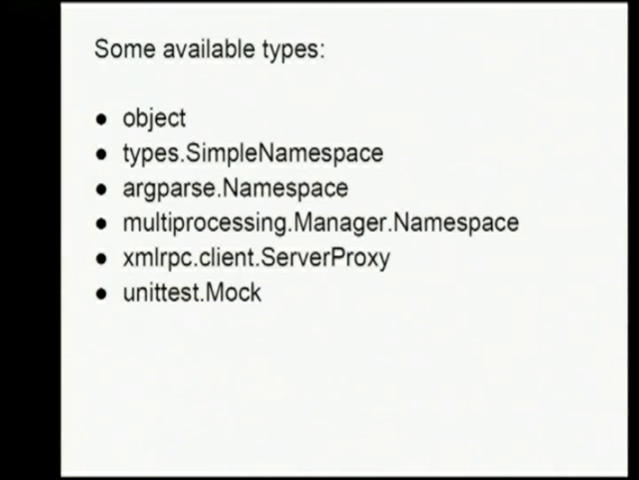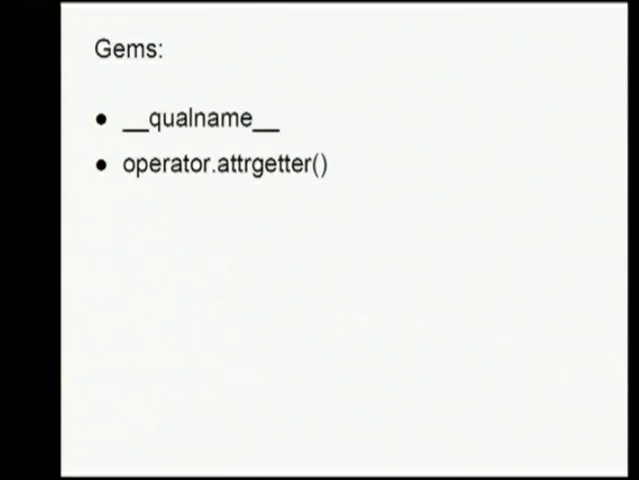So objects, there are a few attribute-based namespace types that you'll find in Python. These are some of them. Go back and have a look at them, try them out. Some really neat things. Qualname, which is something new in Python 3.3.